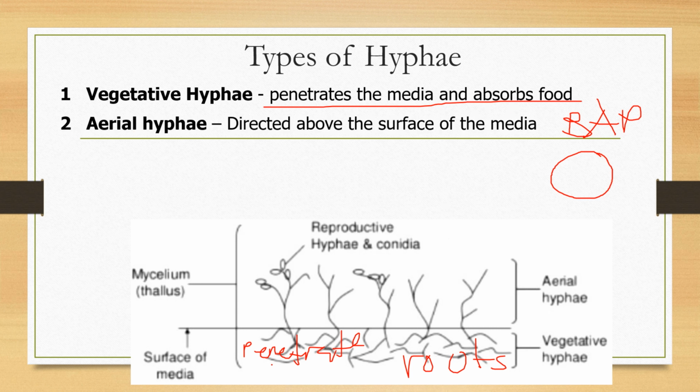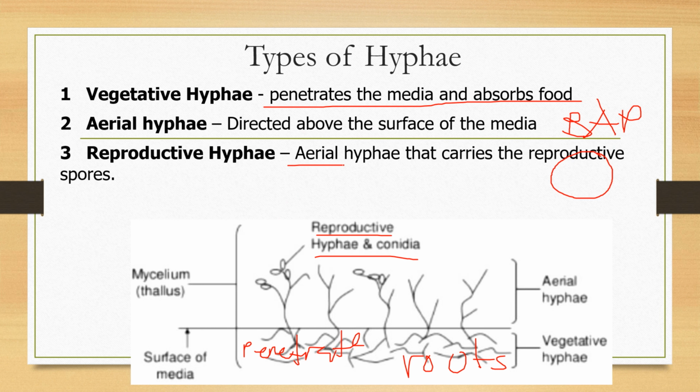While your aerial hyphae naman, so on the top of the media, this one. This is the reproductive hyphae or the aerial hyphae. This is directed above the surface of the media. The third one, the reproductive hyphae naman, this would carry the reproductive spores.